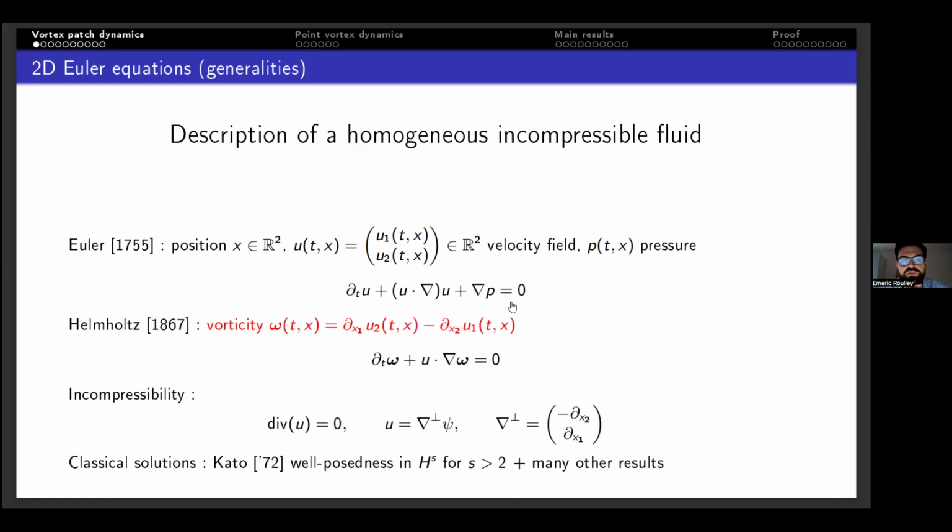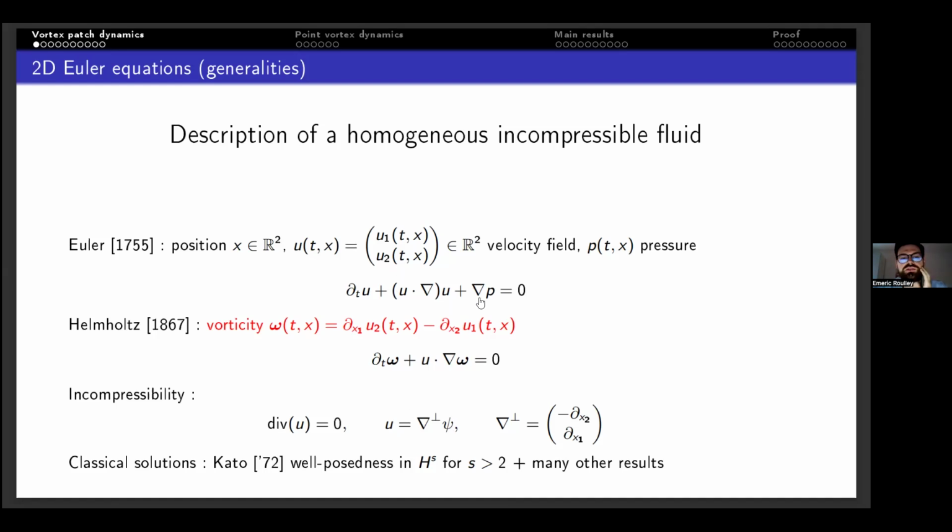Then Helmholtz introduced a quantity called the vorticity, which is defined by this expression, and which describes the local rotation of the fluid, because this is the so-called rotational of the fluid in 2D. So in 2D this quantity is a scalar, or identified to a scalar, and solves a transport equation of this type, where U is the velocity field again. And we make the assumption that the fluid is incompressible. So mathematically, it's translated in the fact that the divergence of the velocity field is 0. And since we are in R2, and in particular in a simply connected domain, we can write U as the grad perp of a function psi, which is called the stream function. And grad perp is defined as the rotation of pi over 2 of the gradient operator.